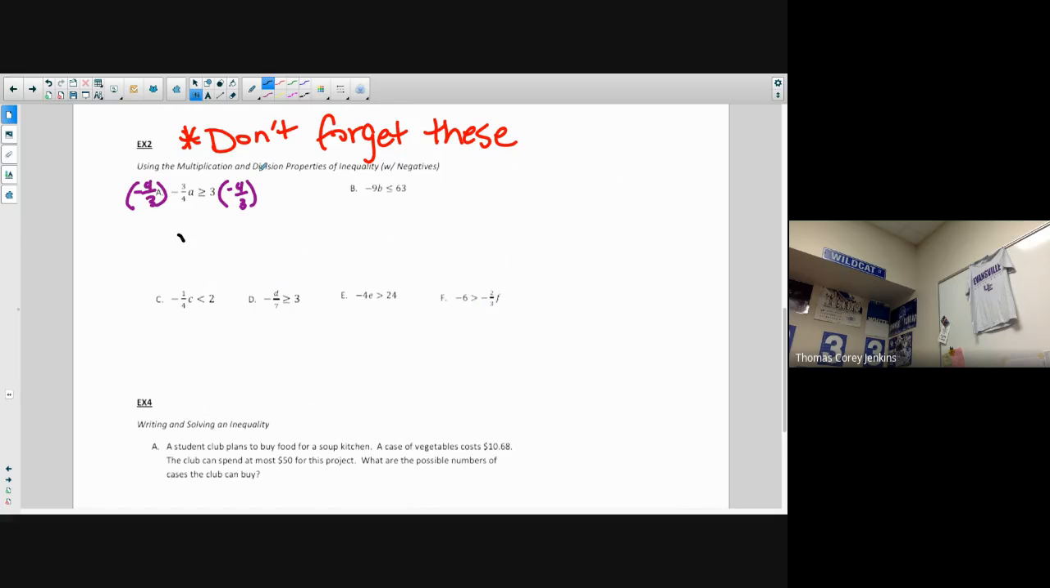So what happens? You guys probably remember. You flip your inequality symbol. Okay. A is less than or equal to, and if you don't do that, then you're going to have the opposite of the right answer. Whatever 3 times -4/3 is. So that is going to be -4.